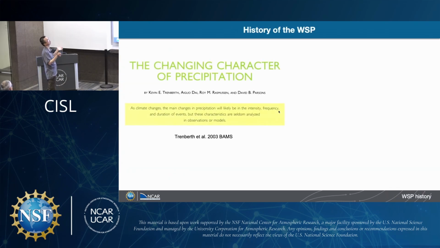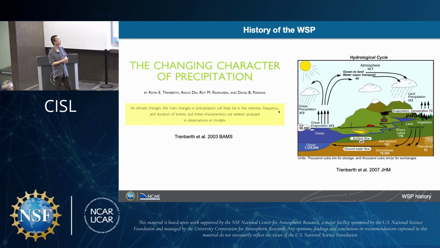And this is actually the beginning of the Water System Program: the paper by Kevin Trenberth in 2003. At that time, that statement was basically true: with climate change, precipitation characteristics will change, its frequency, duration, and all that will be different. But how can we know and how can we study them? Through observations and models. At that time, it was a brand new area. Therefore, the water cycle program was established around 2004, 2005, and the first outcome of that program was this overview paper in 2007.